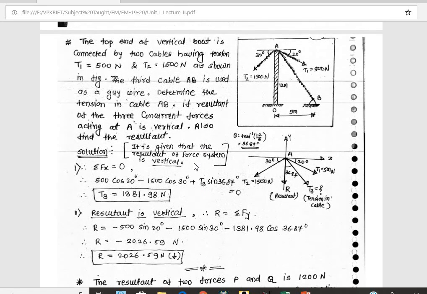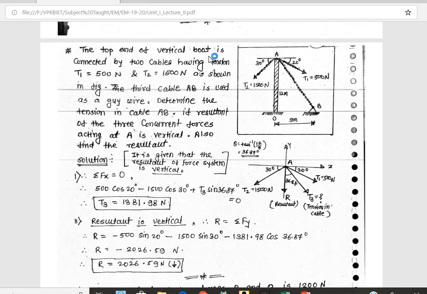Now next, the top end of a vertical board is connected by two cables having tension T1 equal to 500 Newton and T2 equal to 1500 Newton as shown in the figure. A third cable AB is used as a guy wire. Determine the tension in cable AB. The resultant of the three concurrent forces acting at A is vertical. Also find the resultant. See this, you have to draw the diagram at point A.